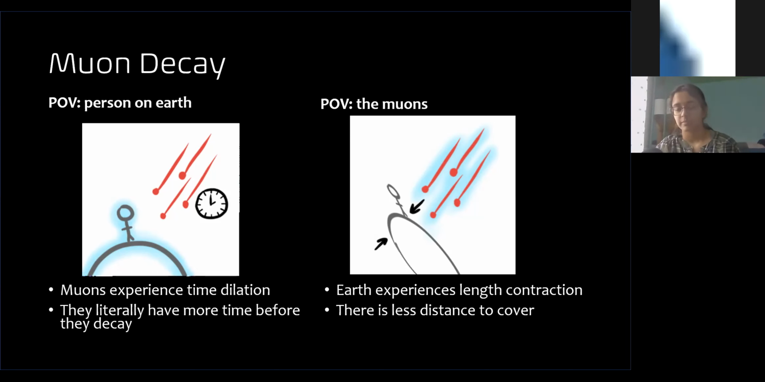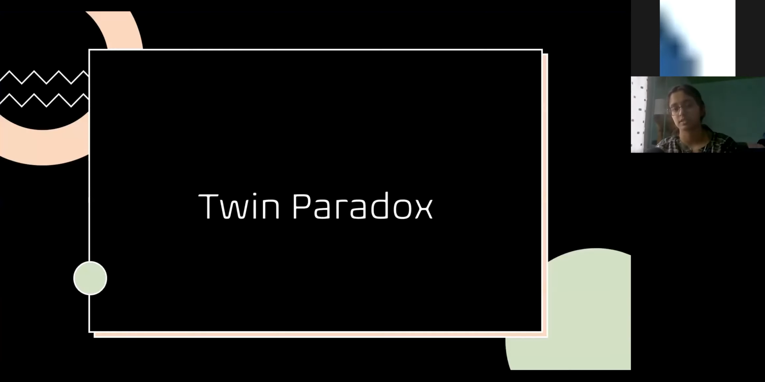As you can see, time dilation and length contraction kind of work together with the two reference frames to make sure that the observations stay consistent. However, things aren't always so clear, and that's where I think we can run into these so-called paradoxes.